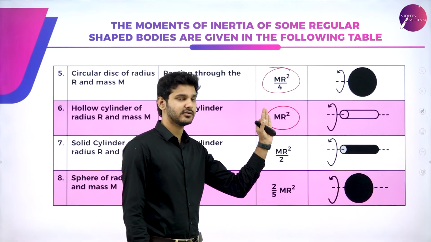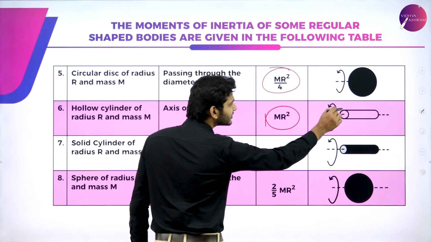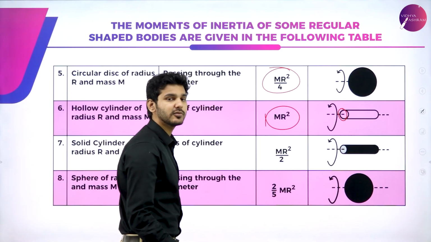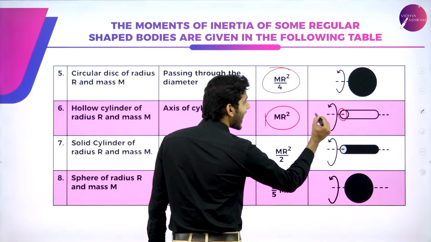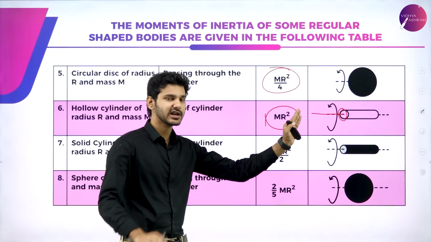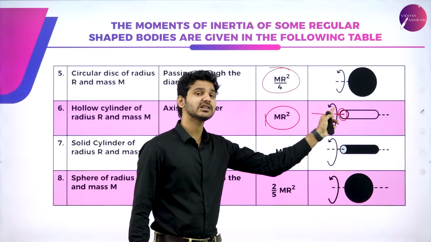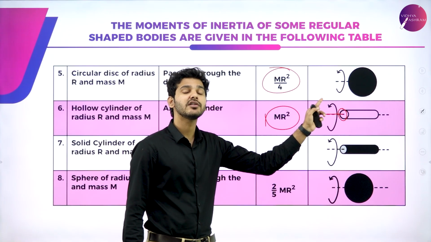Just look from here, look at the cylinder. The opening is almost like a circle, right? It is almost like a thin circular ring through which the axis is passing through the center, if I am looking through here. So imagine it like that. Because of that, it will have the same moment of inertia as a thin circular ring.